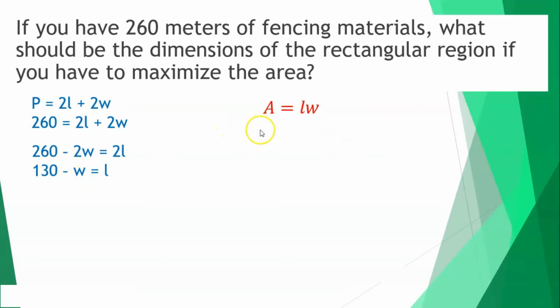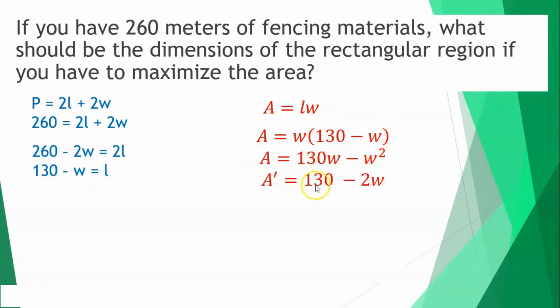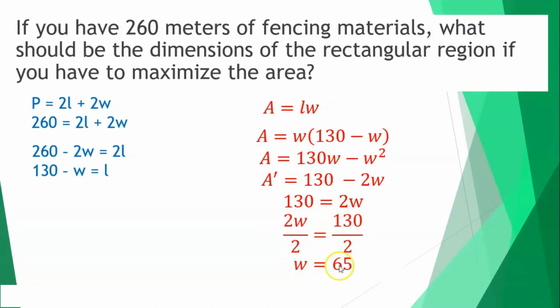Again, substitute here. Our width here is w, and our length, substituting, is 130 minus w. Multiply this one, so we end up with this. At this point, we will get the first derivative. The derivative of this is 130, the derivative of this is negative 2w. Equate this equation to 0 and solve for w. With this, our width is 65 meters.